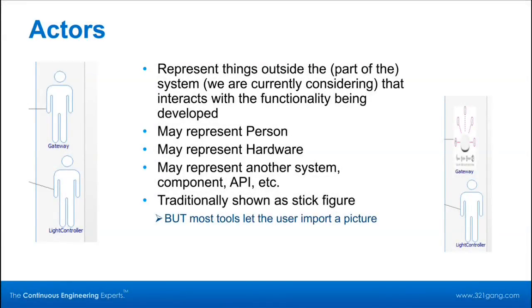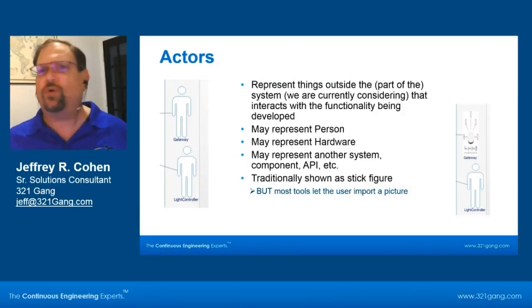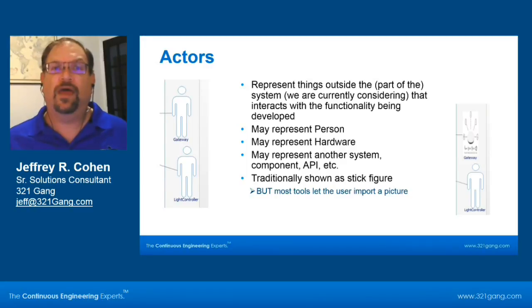Okay, outside the system are the actors. Actors represent things that are outside the system. They're things that in general we're not going to model, but they are important because they're the users. There's the hardware that we're interacting with. They're things that we need to be concerned with when we're developing. Actors can represent a person, but it's more common in the embedded and safety critical world that they represent hardware or another system or an API.